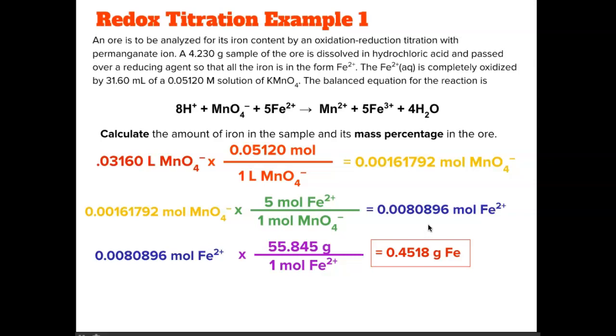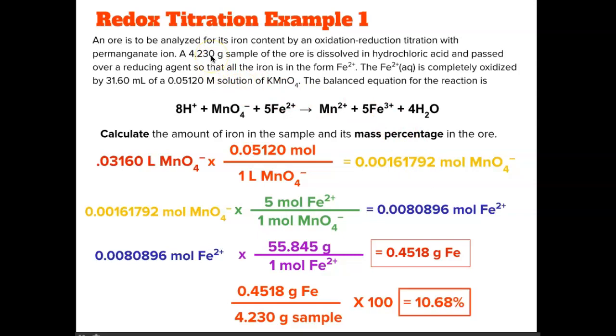So what is that percent by mass? Now all I'm going to do is just a regular percentage. I'm going to take the mass of the iron divided by the total mass of the sample, which was 4.230 grams. I got that from right here in the problem above. Multiply that by 100, and that means that this 4 gram sample of ore was about 10.68% iron. All right, that's example 1.